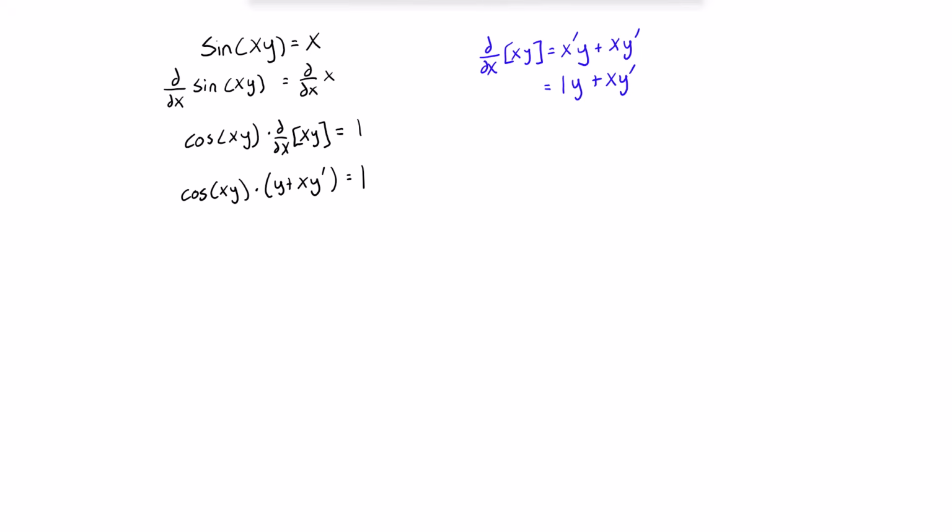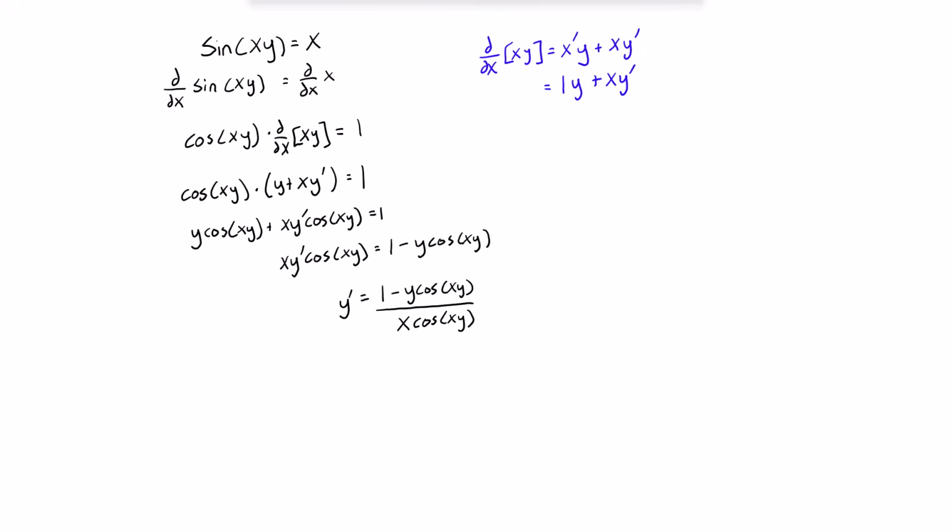So let's distribute that cos of xy across each term in those brackets, then subtract y cos of xy from each side, and then divide both sides by x times cos of xy to get y prime on one side. At this point we've isolated y prime, so we have an expression for the derivative. You could technically stop here and give this as your final answer for the derivative of the original function. But you can also simplify it a little bit further if you want.